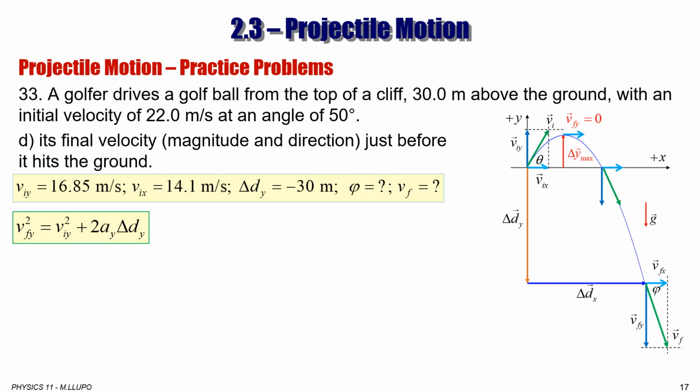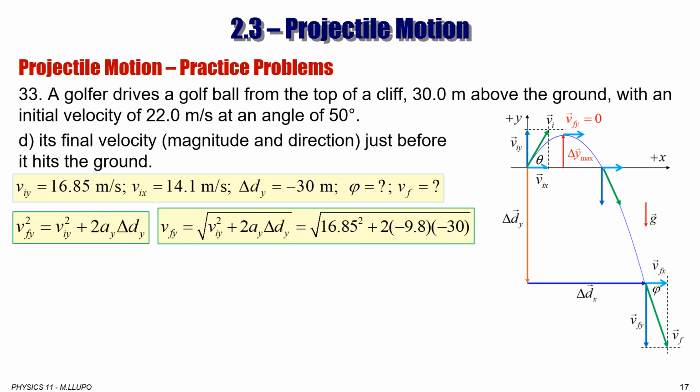So you don't need to calculate v final x because it's already 14.1. Then we can calculate v final y, which is v initial y plus 2a y delta d y. We have everything to calculate it. So v final y is the square root of v initial y squared plus 2 a y delta d y, 16.85 squared plus 2 times negative 9.8 times negative 30. And then you plug those in the calculator and you get 29.53 meters per second.